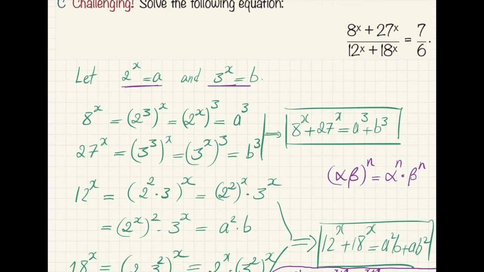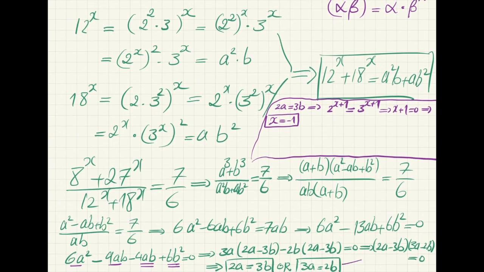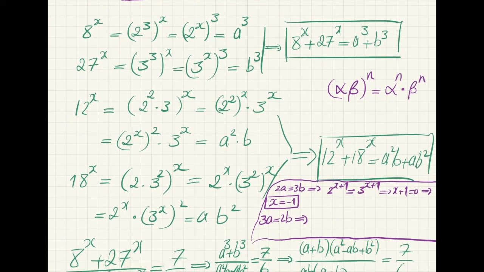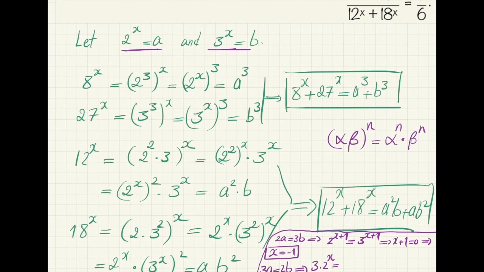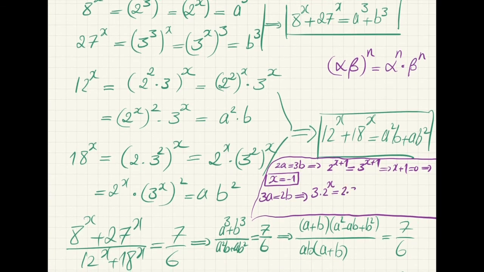Okay? But there is also another possibility, and this one is this possibility. So let me write it here again. 3a is supposed to be equal to 2b, but let us see what happens. A is 2 to the power of x. So you now multiply it by 3. So it becomes 3 times 2 to the power of x. And on the right hand side you have 2 times b. b is 3 to the power of x, and then you multiply it by 2. So it becomes 2 times 3 to the power of x. Okay?